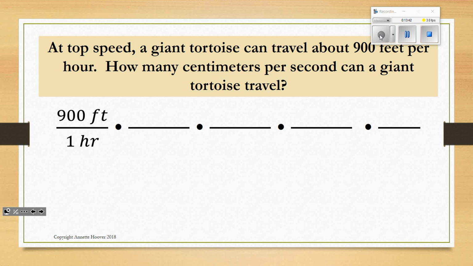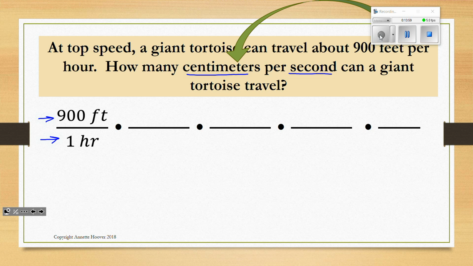At top speed, a giant tortoise can travel about 900 feet per hour. Notice I set that up as a ratio, 900 feet in 1 hour. How many centimeters per second? So this time we're converting feet to centimeters. So what do we know?